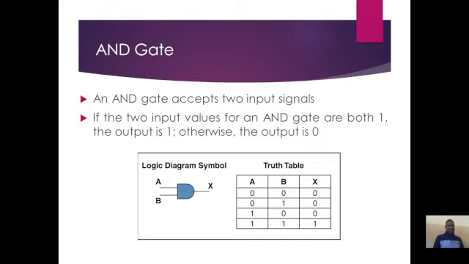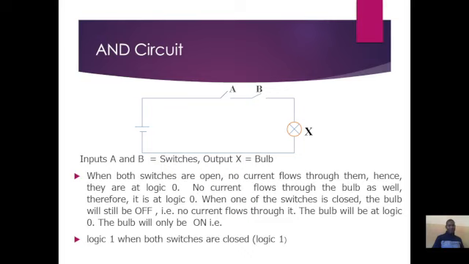If A is at high voltage and B is also at high voltage, then the output is automatically going to be 1. But if any of the inputs is 0 or both are 0, then the output is 0. So for the output to be 1, according to the AND gate, both inputs must be 1. I want to emphasize, if the output is to be 1, both inputs must be 1. Otherwise, the output will be a 0.